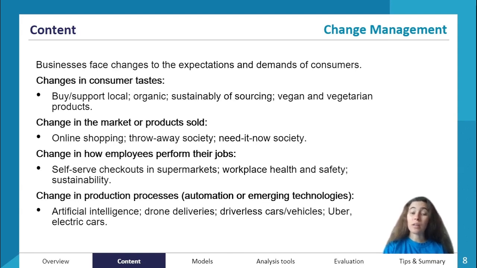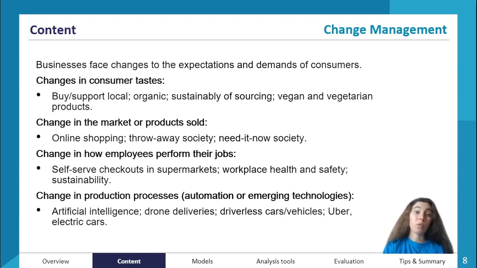We've got things like the self-serve checkouts in supermarkets. In some supermarkets now, there are a whole bunch of self-serve checkouts and virtually no traditional checkouts. And again, sustainability and things like that as well. And lastly, the way that things are produced, because of technology and automation, those things have changed a lot and businesses have needed to change accordingly.